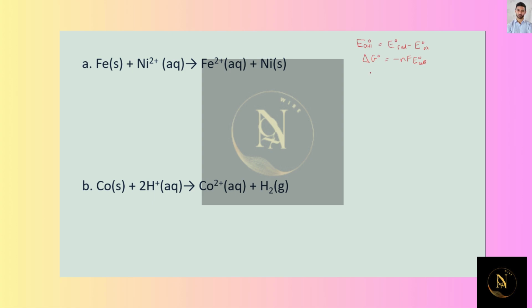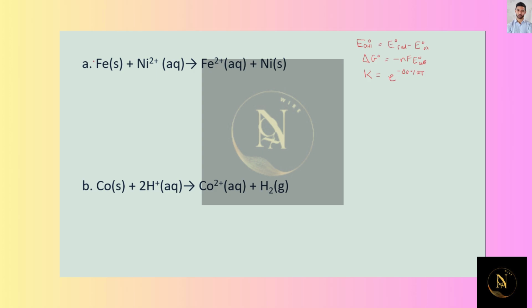And then from delta G, we can get K, the equilibrium constant, which is equal to e to the negative delta G naught over RT. So for each one of these, we are going to be using all three of those equations.